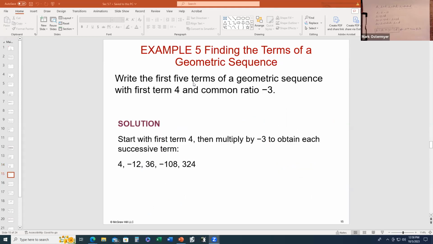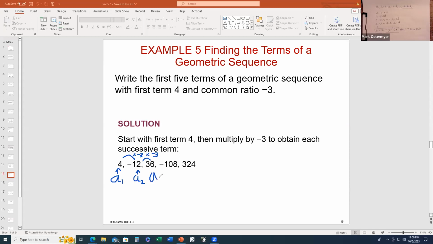All right, here they want us to write the first 5 terms of a geometric sequence whose first term is 4 and the common ratio is -3. So we start with the first term, which is 4. That's a sub 1, that's your first term. Your second term is going to be found by taking your first term and multiplying it by the common ratio, which is to say, we multiply the first term by -3. So 4 times -3 gives us -12. If you multiply -12 by -3, you get +36, etc., etc.